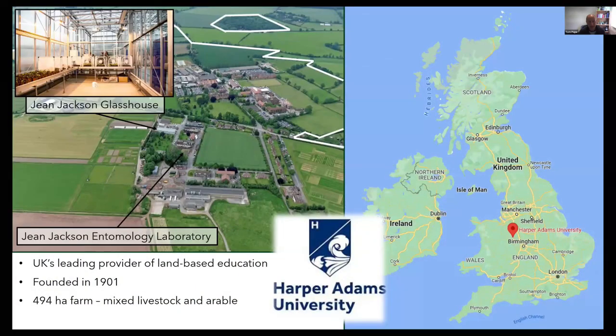for those who are less aware. So we're a specialist land-based university based in the West Midlands, not far from Birmingham in the county of Shropshire. Because we're land-based, we're fortunate enough that the campus is situated on a commercial farming enterprise based on mixed livestock and arable, consisting of just under 500 hectares. The entomology provision is centred around a bespoke entomology laboratory, the Jean Jackson Entomology Laboratory, and then associated glasshouse, polytunnel and field trial experimental areas.